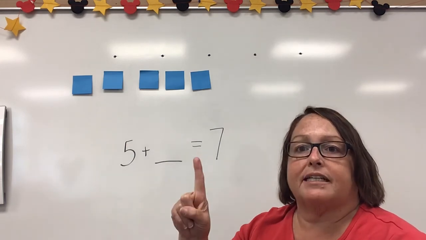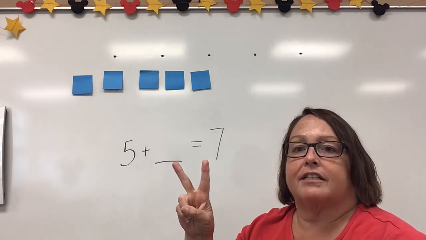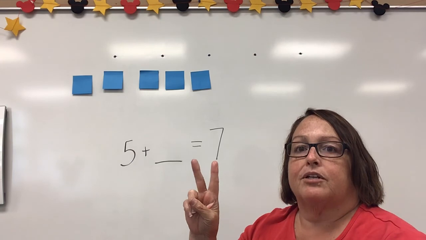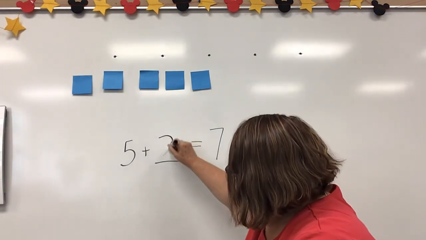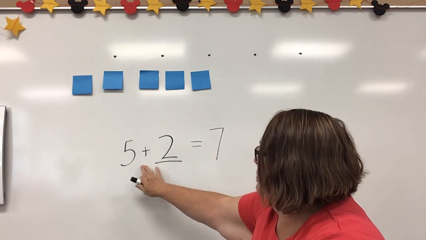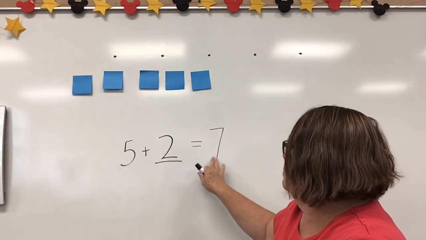After 5 comes 6, 7. Fingers up are 2. So 5 plus 2 equals 7.